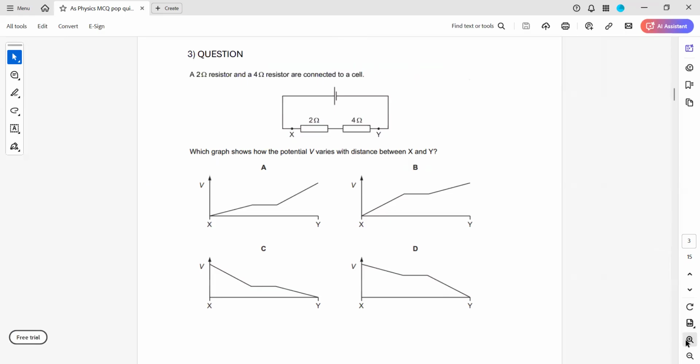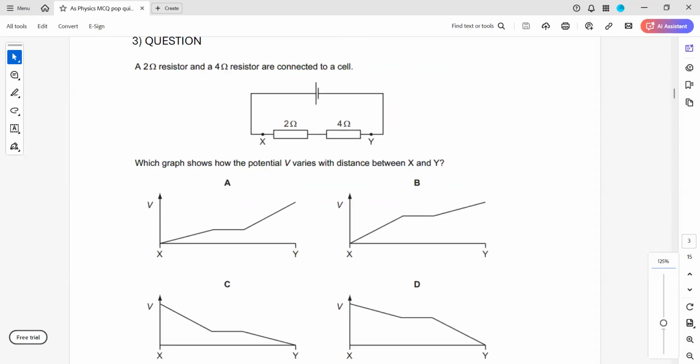In question 3, 2 ohm and 4 ohm resistors are connected to a cell. Which graph shows how the potential V varies with the distance between X and Y? Now, the distance between X and Y, that is a maximum distance. Now, what will happen to the reading of the voltmeter? If a value is not given, you can take any arbitrary value.